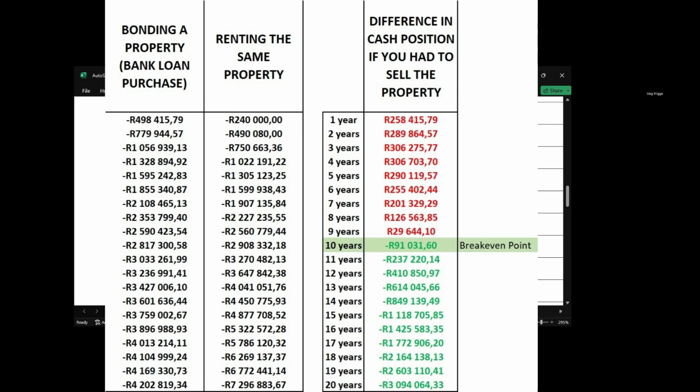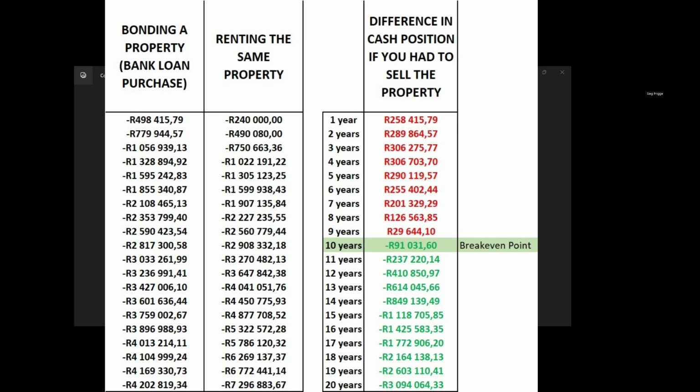So I'm going to give a summary now of where it gets more beneficial to buy a property or to rent a property. There's a break-even point where it becomes more beneficial to hold on to a property. Usually it is more beneficial to stay in a property that you bond and live in for longer, because firstly you have to recoup the upfront costs, the transfer costs and bond costs and all of that, in this case 206,000 Rand.